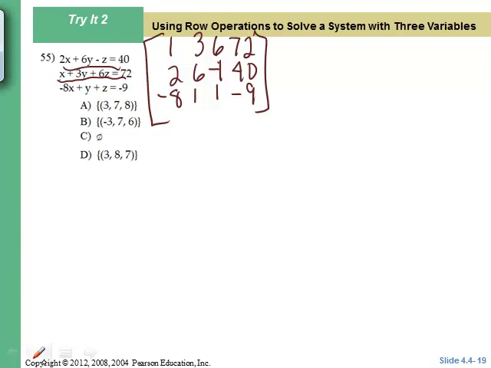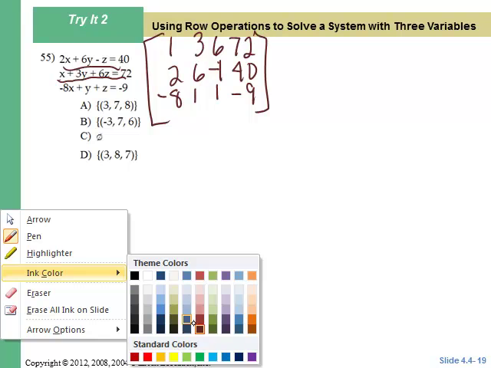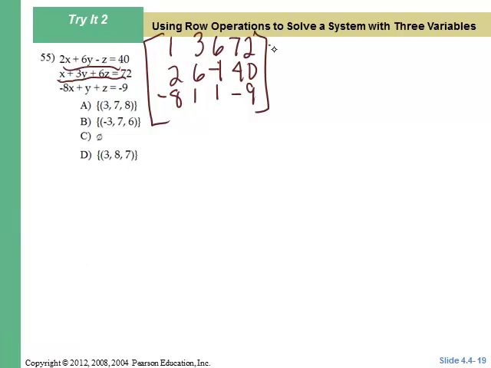Okay, let's multiply the first row by negative 2 and add it to the second row. Well, let's write down the first row first: 1, 3, 6, 72. Negative 2 times 1 is negative 2, add 2 is 0. Negative 2 times 3 is negative 6, add 6 is 0. Negative 2 times 6 is negative 12, and this is negative 144.